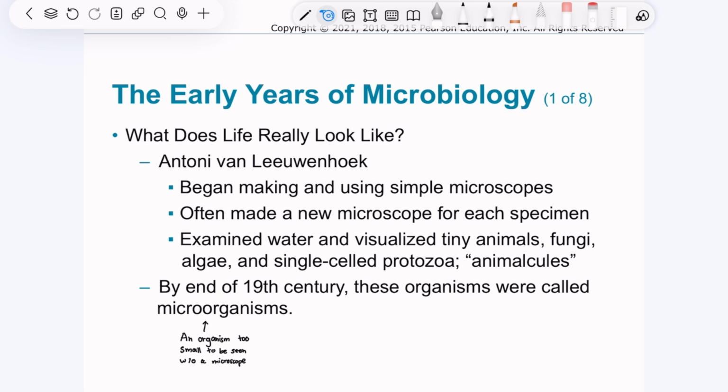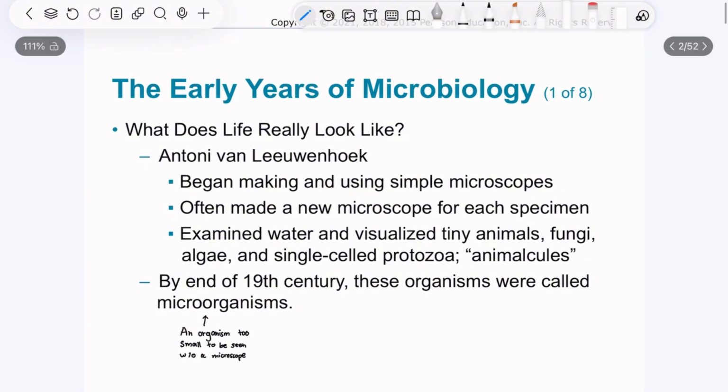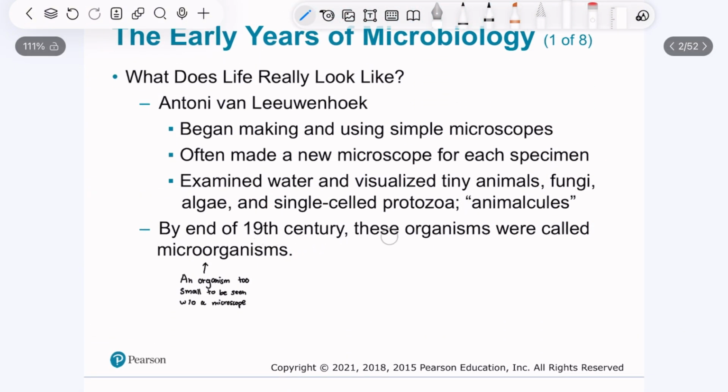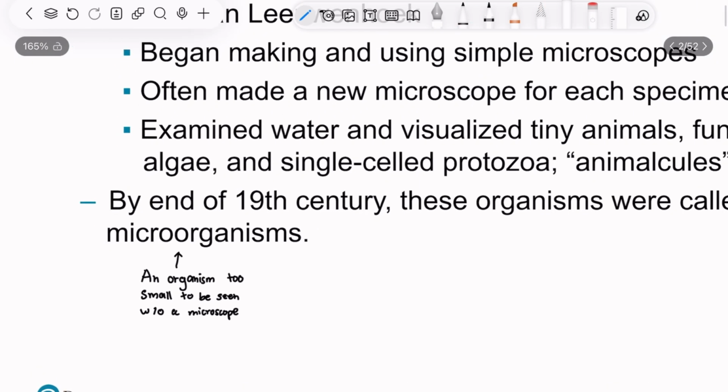So, in other words, he began making and using simple microscopes. He often made a new microscope for each specimen, and he examined water and visualized tiny animals, fungi, algae, and single-celled protozoa called animalcules. And by the end of the 19th century, these organisms were called microorganisms. Now, a microorganism is an organism that is too small to be seen without a microscope.